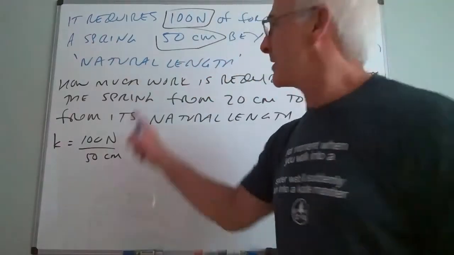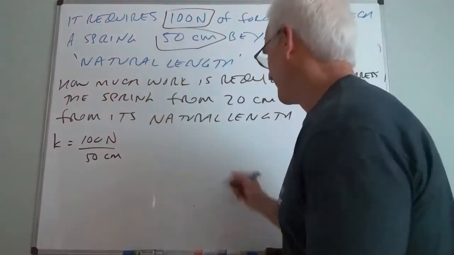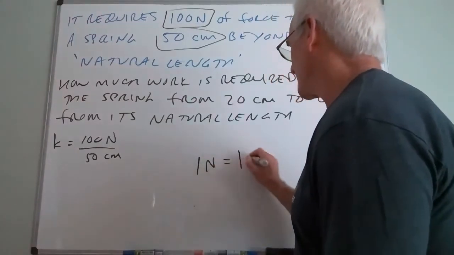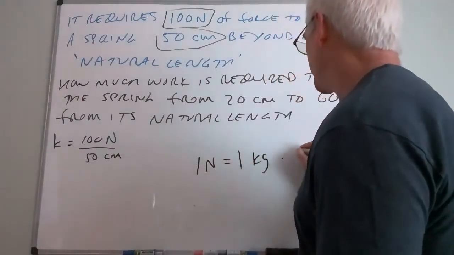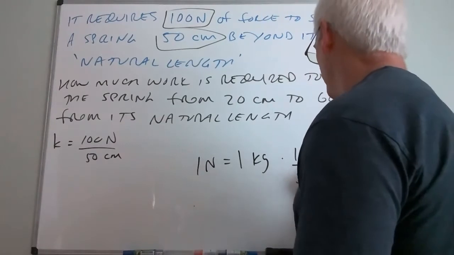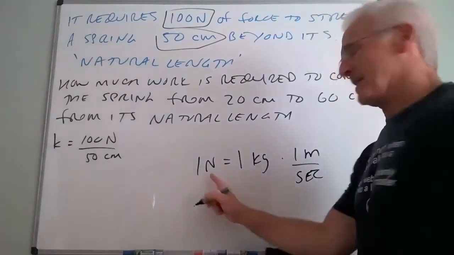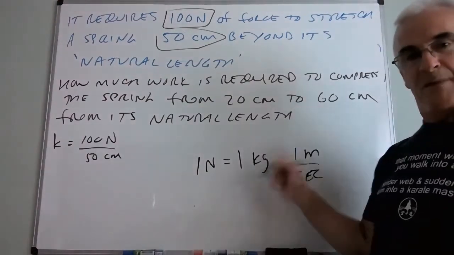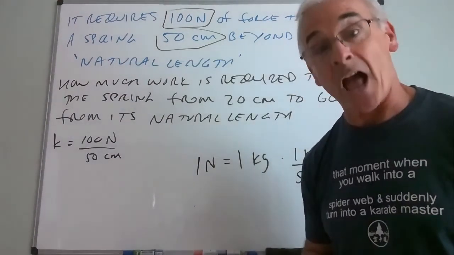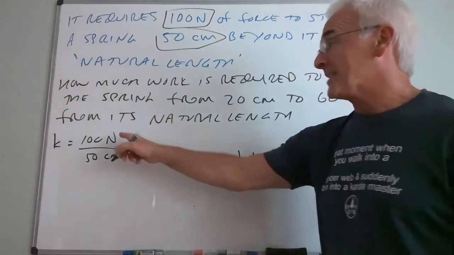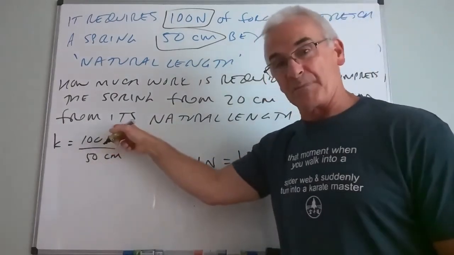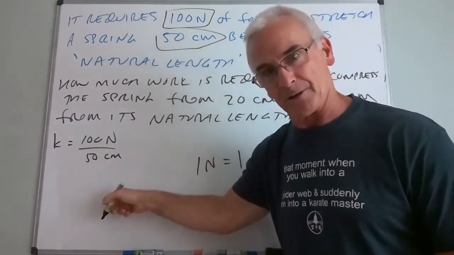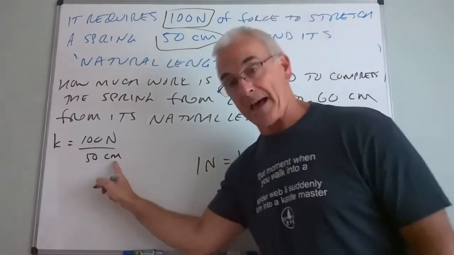Why is there a problem? Because what is a Newton? 1 Newton equals 1 kilogram accelerated at 1 meter per second squared. So the unit of measure of a Newton involves a meter. There is no unit of measure that uses centimeters in this context. Since Newton already involves meters, I can't have a Newton per centimeter. I've got to convert that to meters.